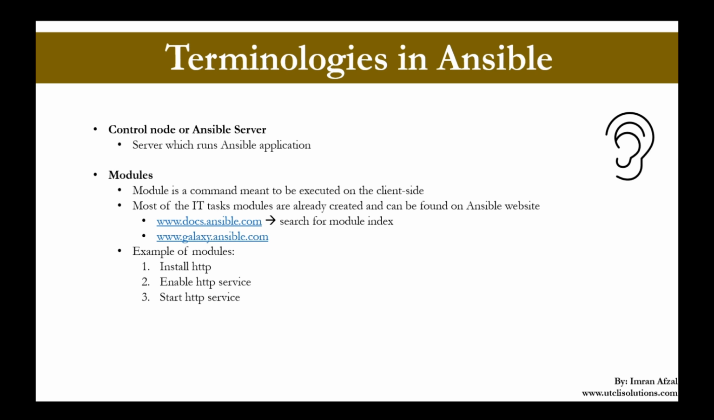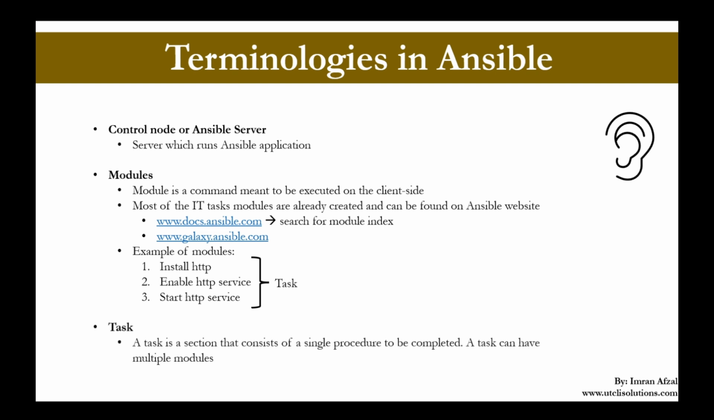When we combine all of these three, they become a task. That task is within a YAML file. Now let's talk about a task. A task is a section that consists of a single procedure to be completed. A task can have multiple modules. As we have seen in the above example, there is installing the HTTP package. Once it's installed, we enable it so it could start at boot time. And then we wanted to start that service. All of that together comprises a task. Then you could have more or additional tasks doing different modules.